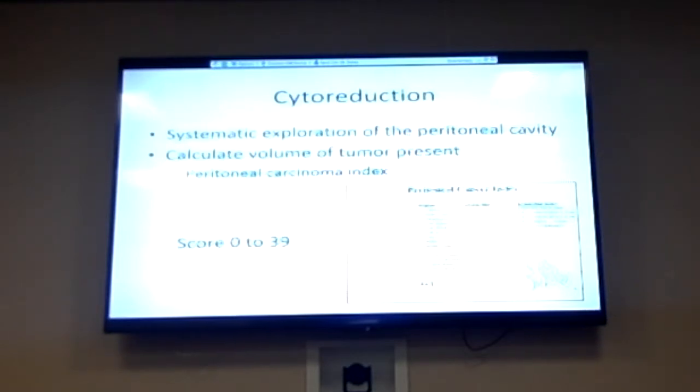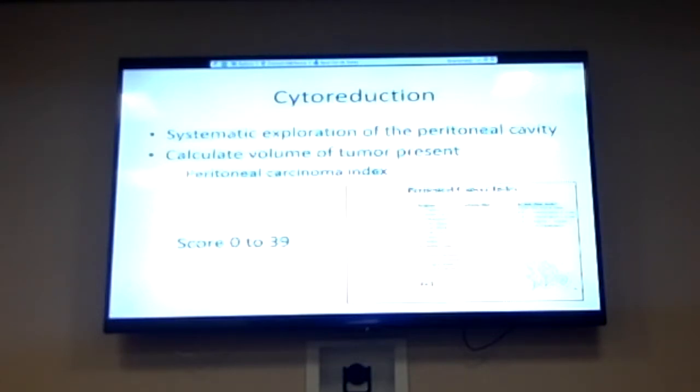1, 2, 3, 4, 5, 6, 7, 8, kind of in a clockwise fashion, and then 0 is in the middle. You score those, giving them a lesion size score. So if there's no tumor seen, it's 0. If there's a tumor that's less than or up to half a centimeter, it's 1. If there's a tumor up to 5 centimeters, it's 2. And then if you have tumor that's greater than 5 centimeters, or if there's confluent disease, then you give it a score of 3. And you do this for each one of the boxes.